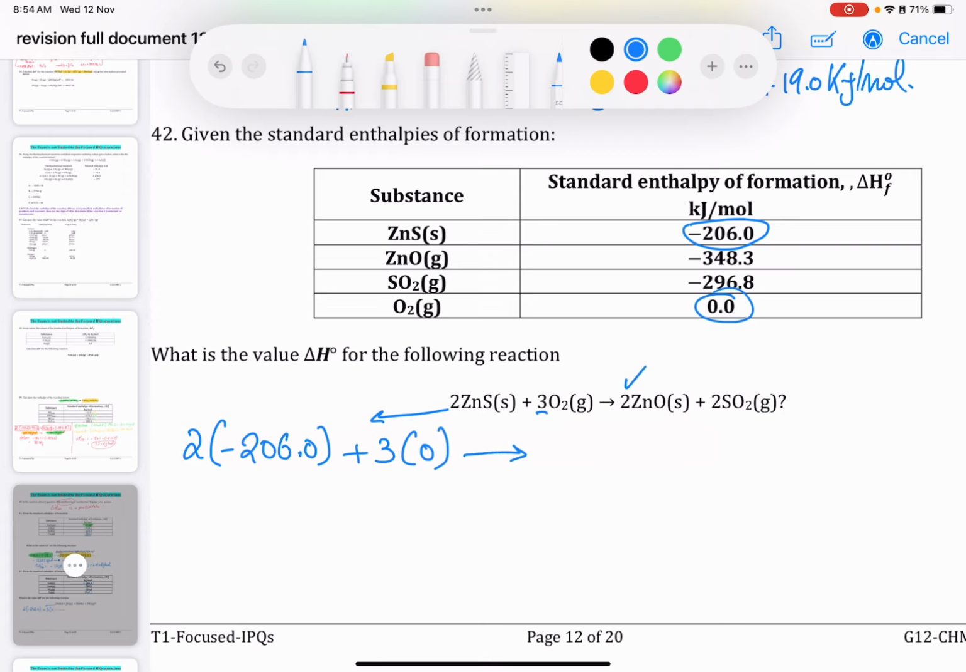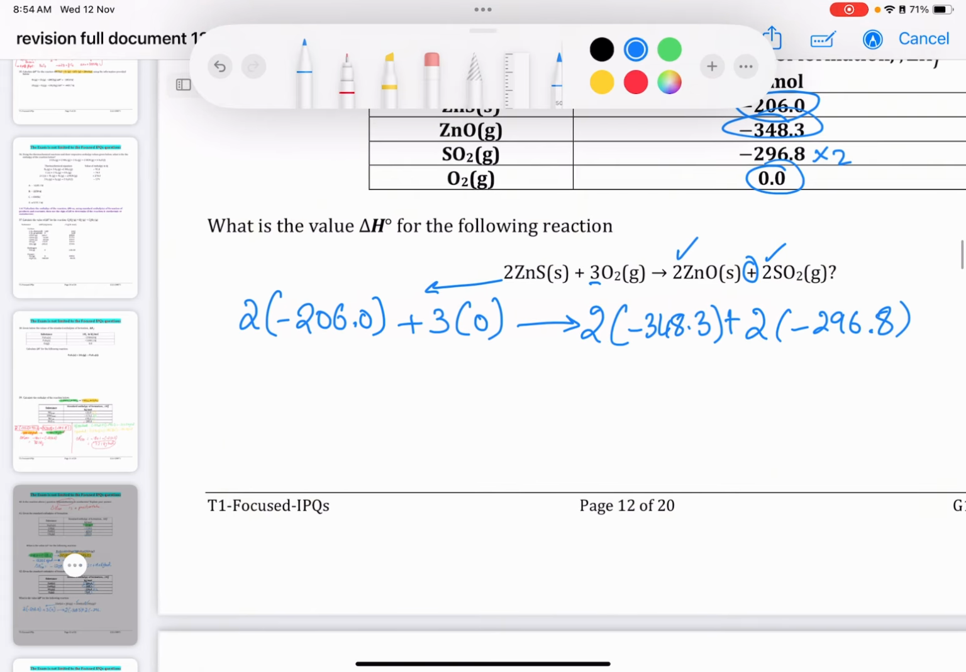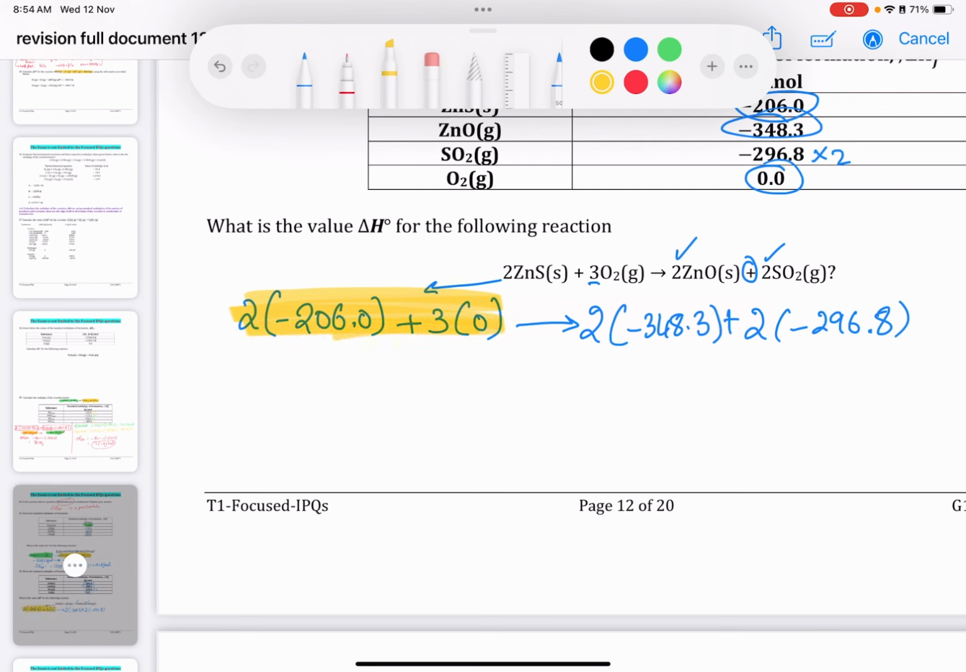plus 3 times the value of oxygen. Now, 2 times the enthalpy of formation of zinc oxide plus 2 times this one. So 2 times negative 296.8. Now let's find the summation of the enthalpy of formation of reactants.